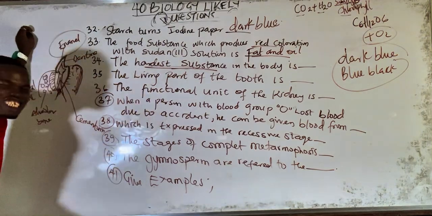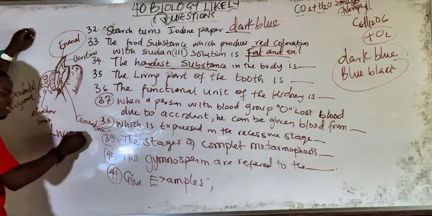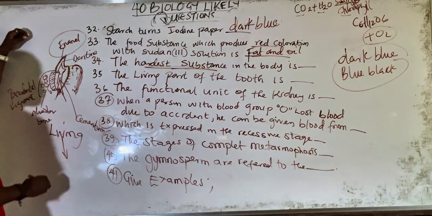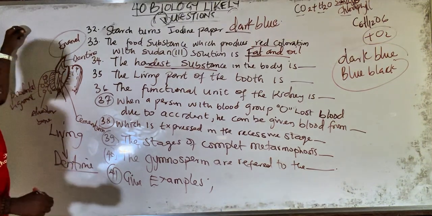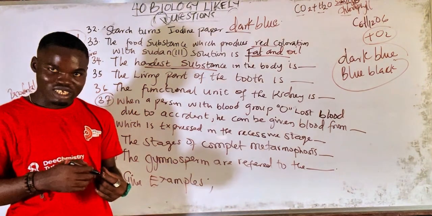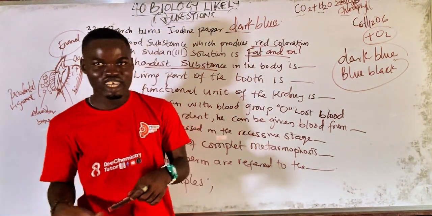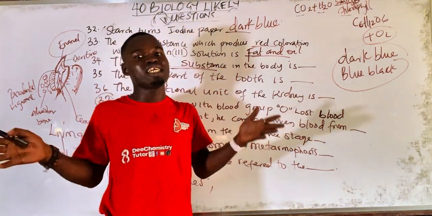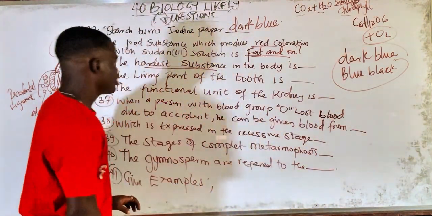All right. Now, the hardest non-living substance is the enamel. But the hardest living, I repeat, the hardest living substance in the human body is the dentin. Now they ask you, what is the largest organ of the body? It is the skin. But when they say, what's the largest internal organ in the body? It is the liver. You understand? But most of the time, if you see the two, you choose the skin. You understand? The coverings, okay? All right, so that is that.